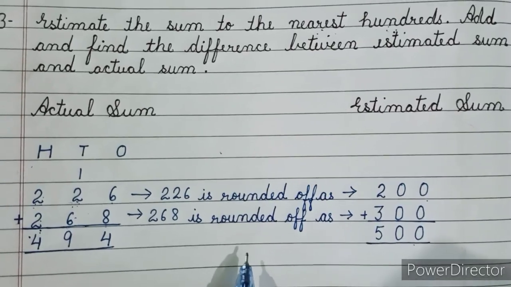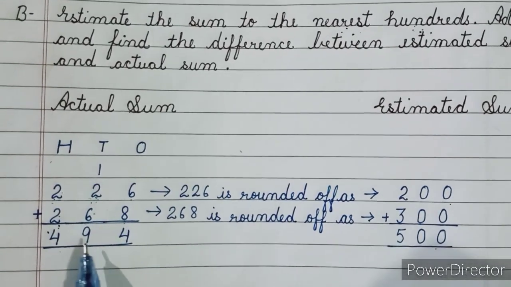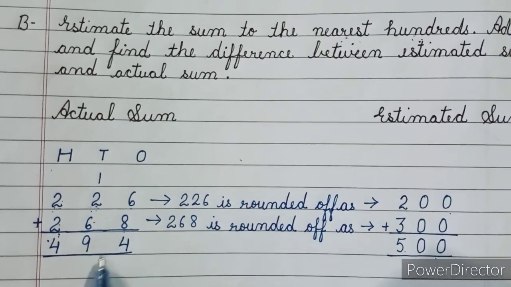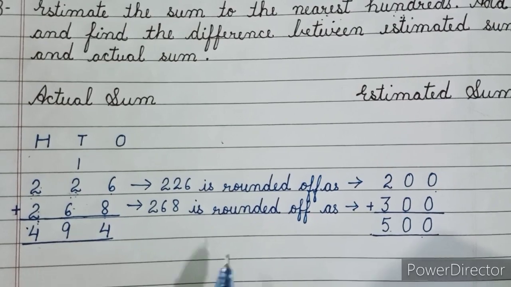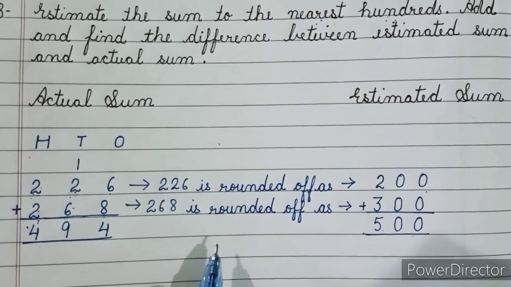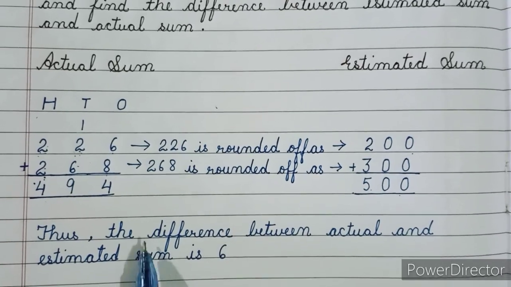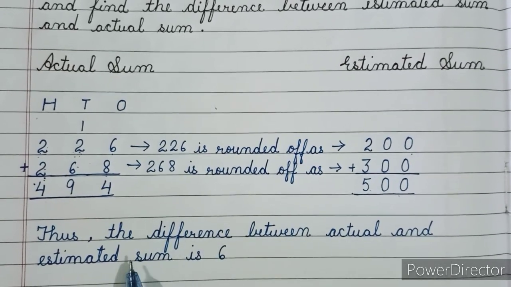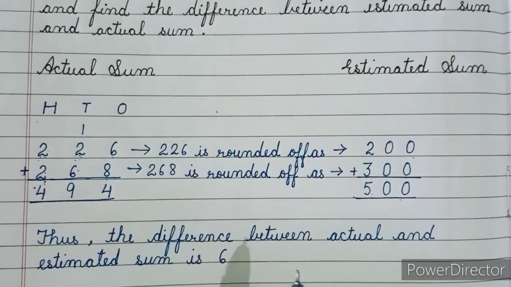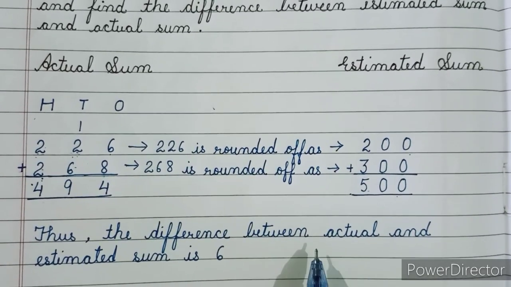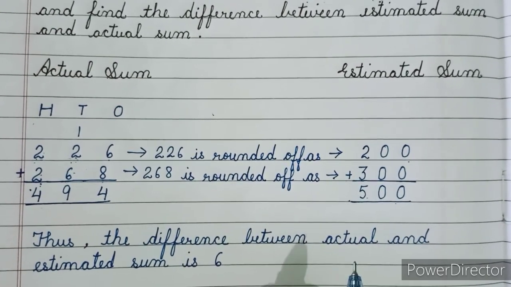So children, you can see here the difference between actual and estimated sum is 6. Right? We will write here the answer. Thus, the difference between actual and estimated sum is 6. So children, all of you must have understood the estimated sum. So you can solve all the questions in this way.